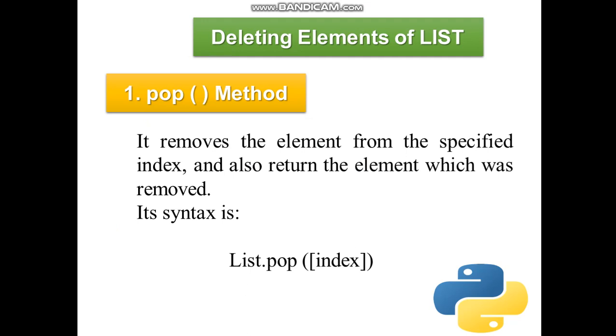Now what is pop method? It removes the element from the specified index and also returns the element which we have removed. That means we are going to remove an element and it is going to display to us the element that has been deleted. So syntax is list.pop and the index.